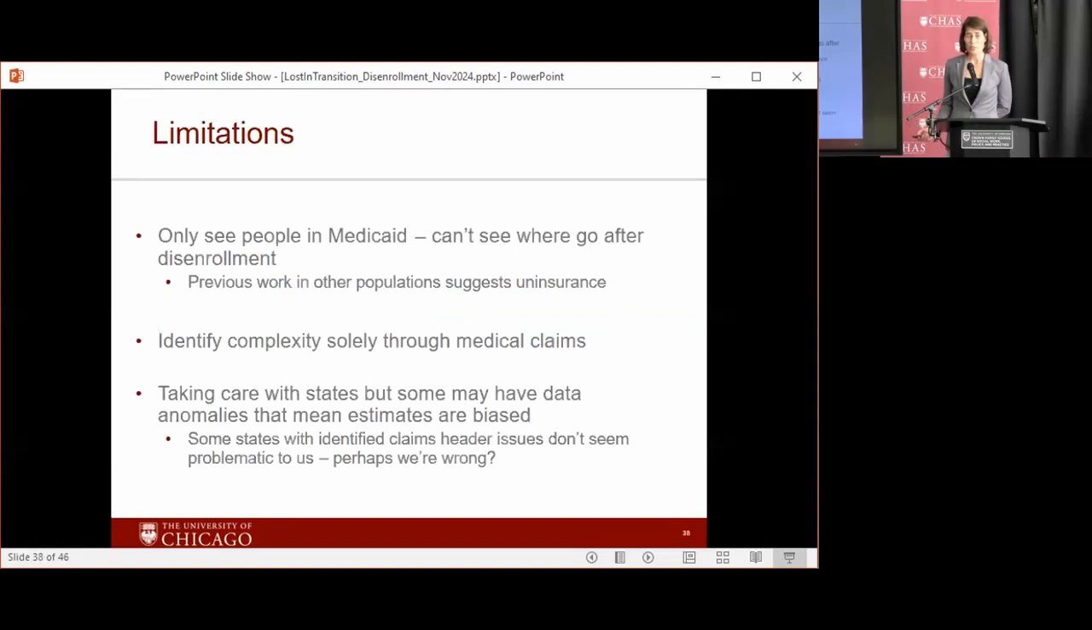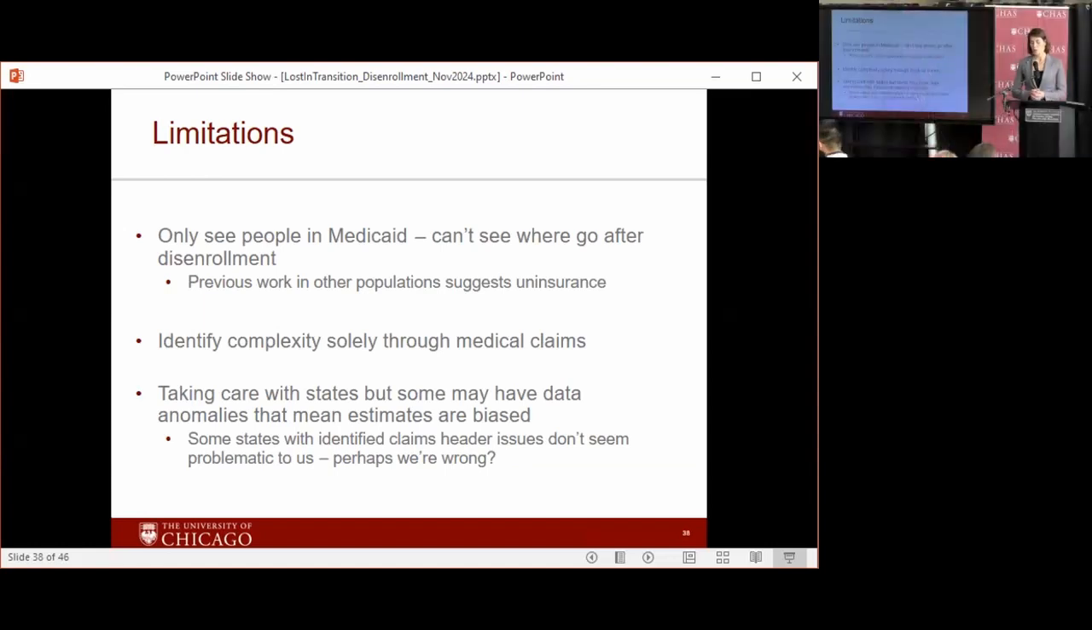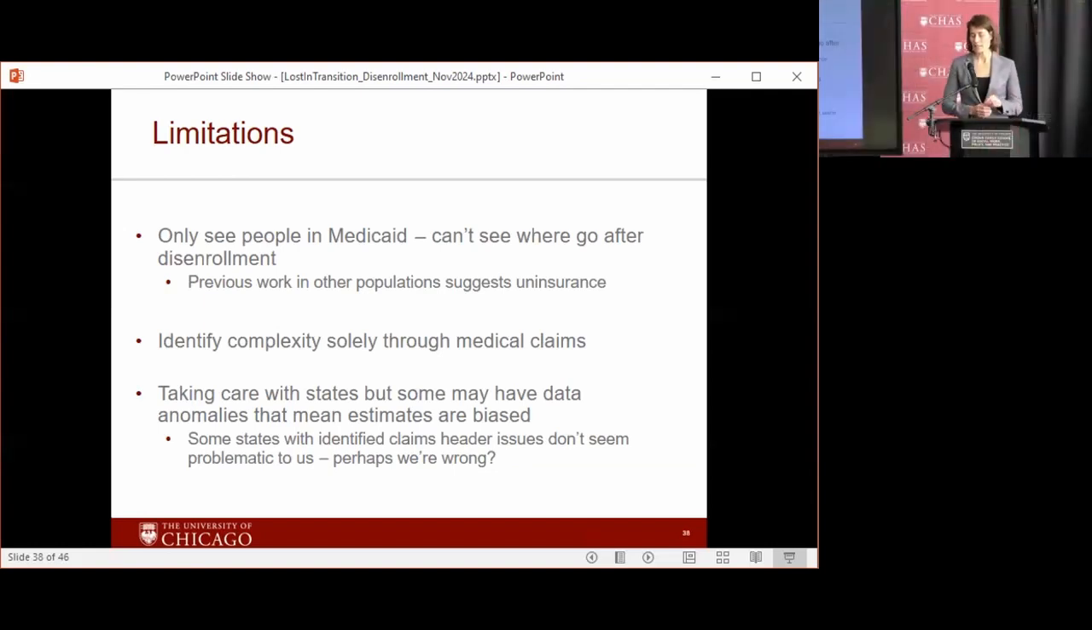Okay, that's the results. The limitations on this study are, I think the main one is that we are only looking at Medicaid claims data. We can't really see where people go when they disenroll, so it's possible they don't disenroll from insurance overall. They may go, for example, to private coverage. Previous work, not on this specific population, but on other populations, suggests that from Medicaid, most people transition to uninsurance, but we can't see that directly in these data. Another limitation is that we identify medical complexity solely through medical claims.